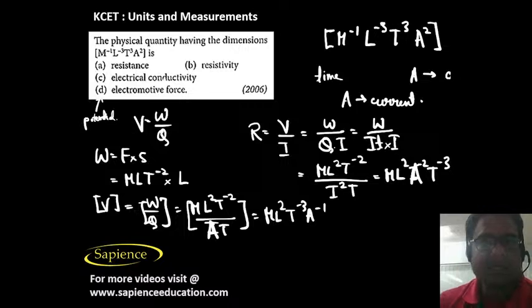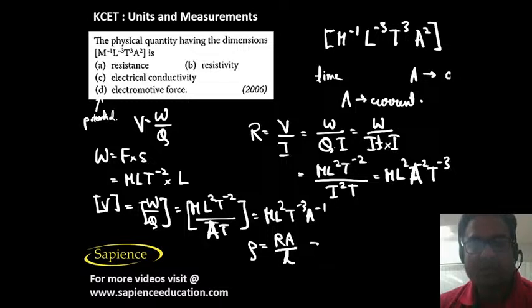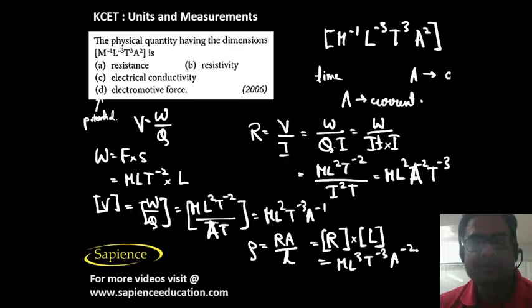And then electrical resistivity, rho. We know R equals rho A by L, so rho will be equal to RA by L. So that will be the dimensional formula of resistance times the dimensional formula of length, which is ML cube T power minus 3 into A power minus 2.